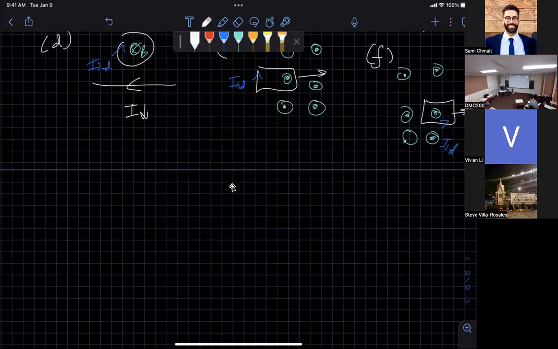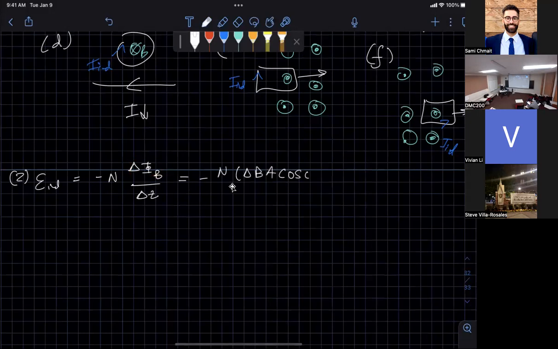So the equation we're going to use is that induced EMF is equal to minus the number of loops times delta Φ_B, divided by the change in time. We know what this value is, it's given on the equation sheet. That's going to be equal to the change in B times its area and the cosine of the angle between them. So minus N delta B A cosine theta.